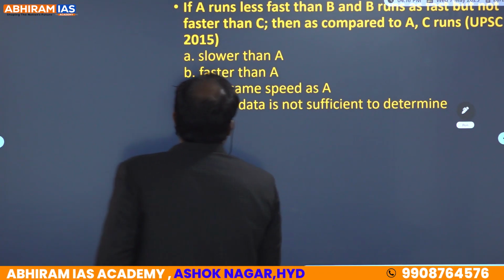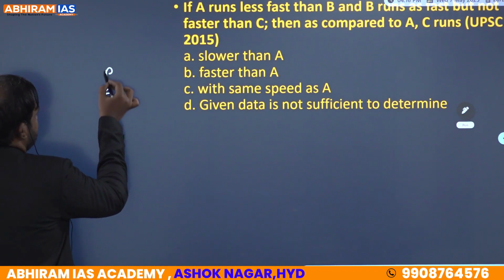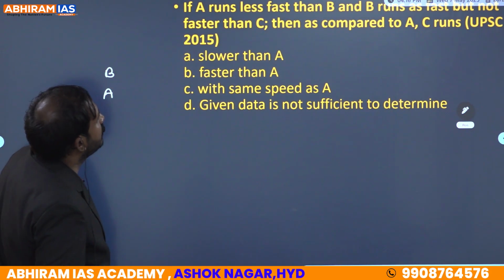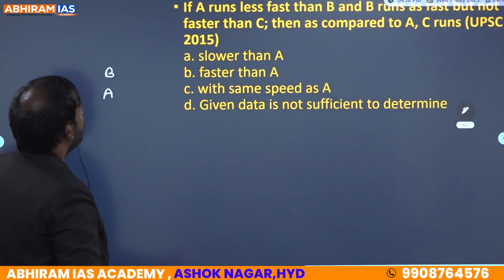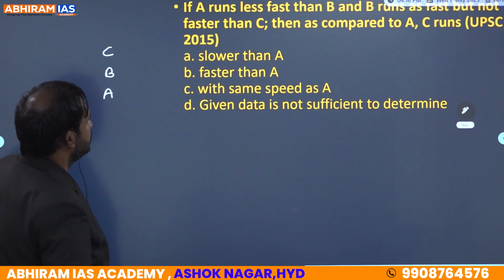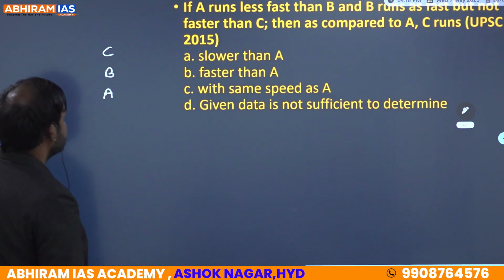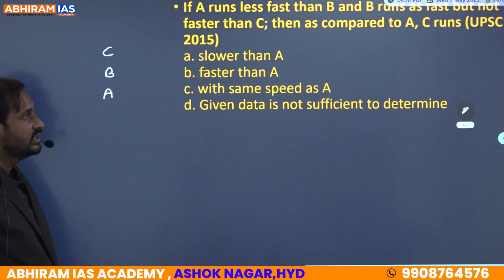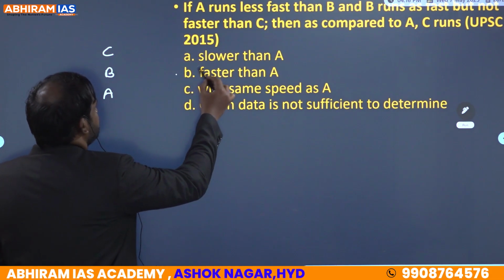If A runs less fast than B, and B runs as fast but not faster than C. Not faster than C means what? C will be faster than B. Then as compared to A and C, does C run faster or slower? C runs faster than A.